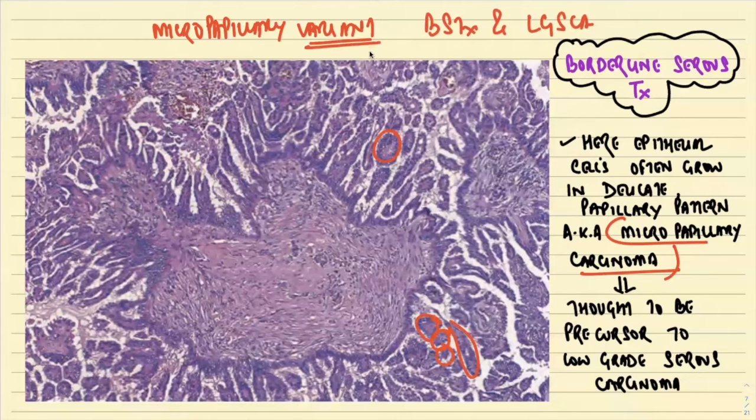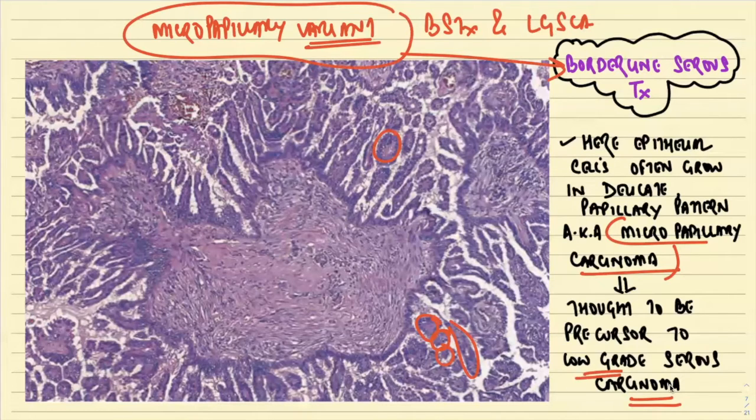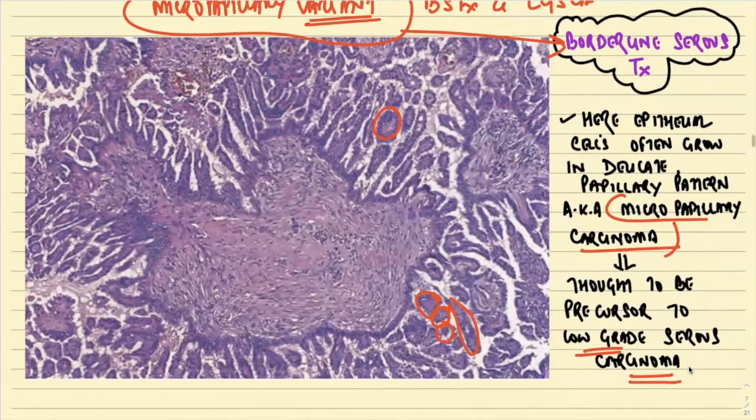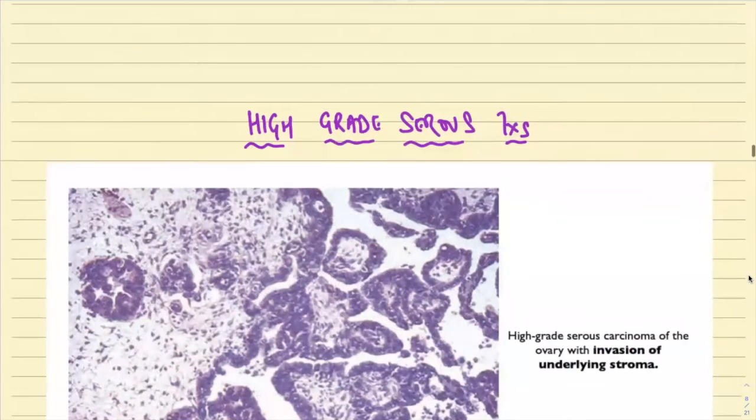And sometimes when this micropapillary variant shows invasion into the stroma, then it becomes low-grade serous carcinoma. So this micropapillary variant of borderline serous tumor is regarded as a direct precursor of the low-grade serous carcinoma. Remember, if you see this morphology, it can act as a precursor of low-grade serous carcinoma. This is the micropapillary variant. Very small but elongated papillae are appreciated over here.